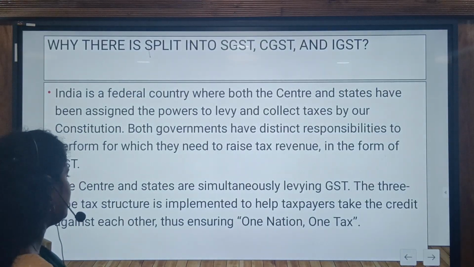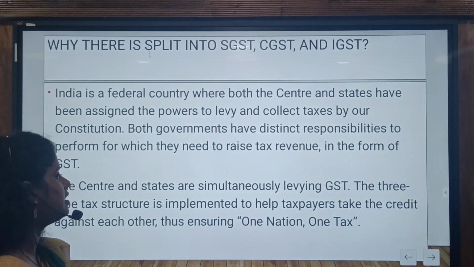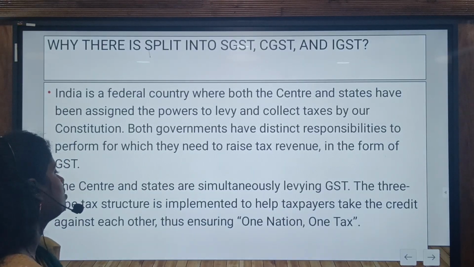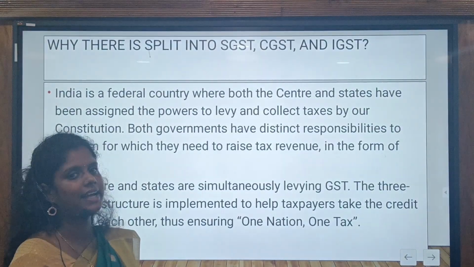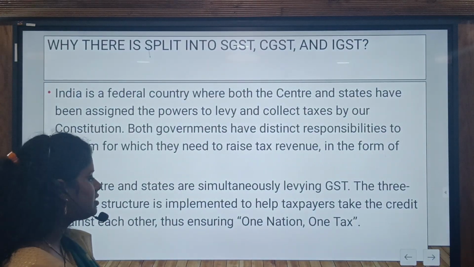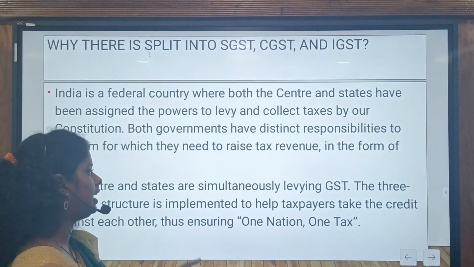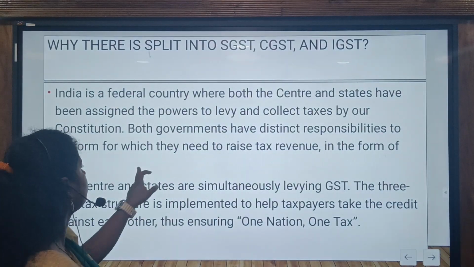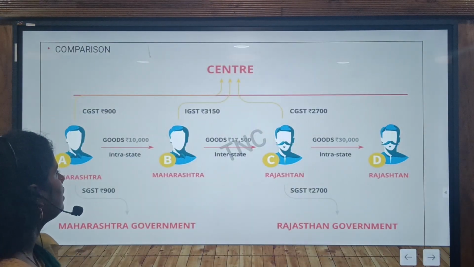In the reform of GST, the center and states are still simultaneously levying GST. The three-type tax structure is implemented to help the taxpayer take credit against each other, thus ensuring one nation, one tax, though they have split it into many parts, that is 4 parts. So now we are going to compare.